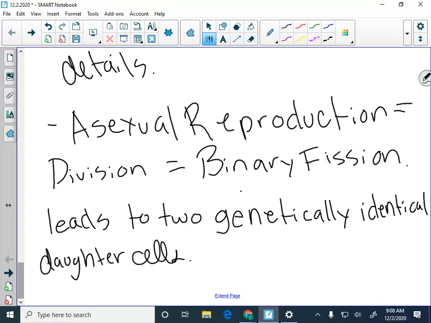So if a strep cell were to divide via binary fission, or if a yeast cell were to divide via asexual reproduction, the 2 cells that result from the first cell are genetically identical to the first cell. That is prokaryotic cell cycles. Anybody have any questions?